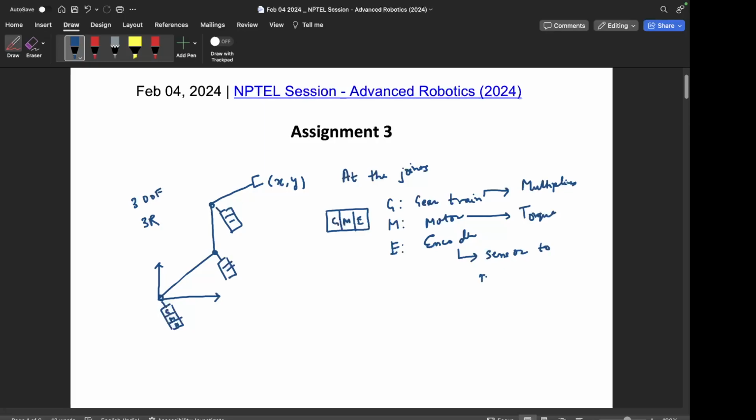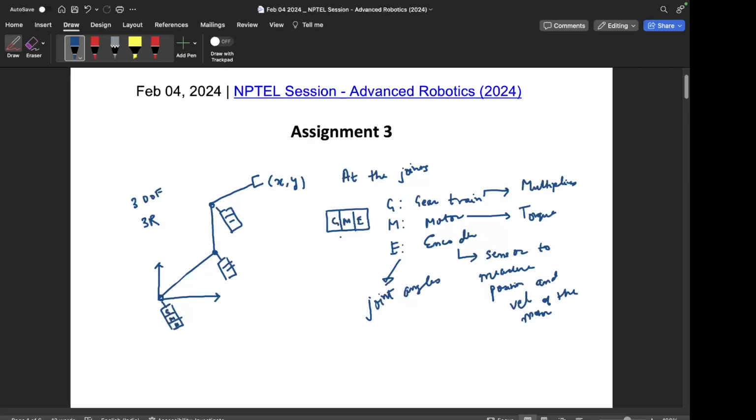to measure position and velocity of the motor. So basically, using the encoders, we can get the data about the joint angles. Similarly, in prismatic joints, we will have some other type of sensors which will tell us the distance which the joint has moved.